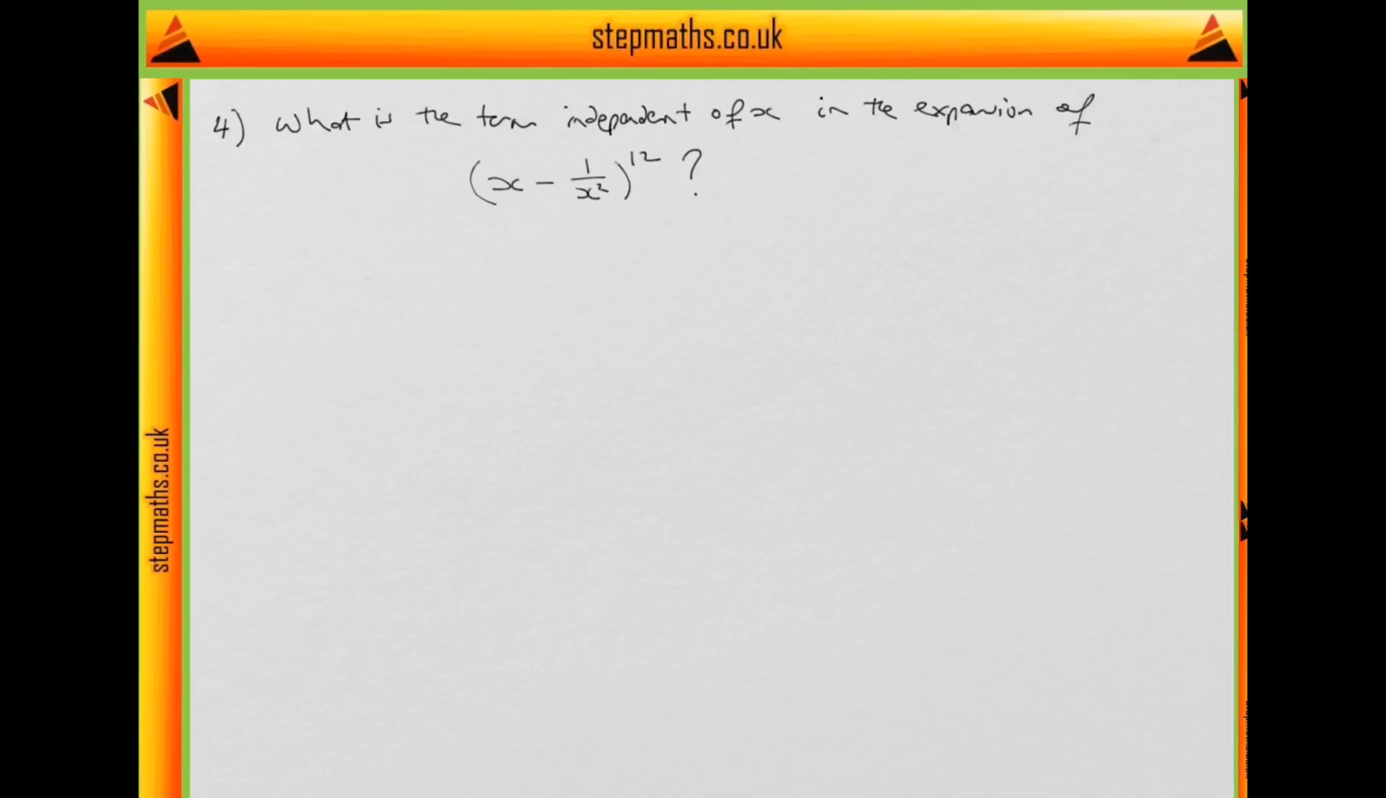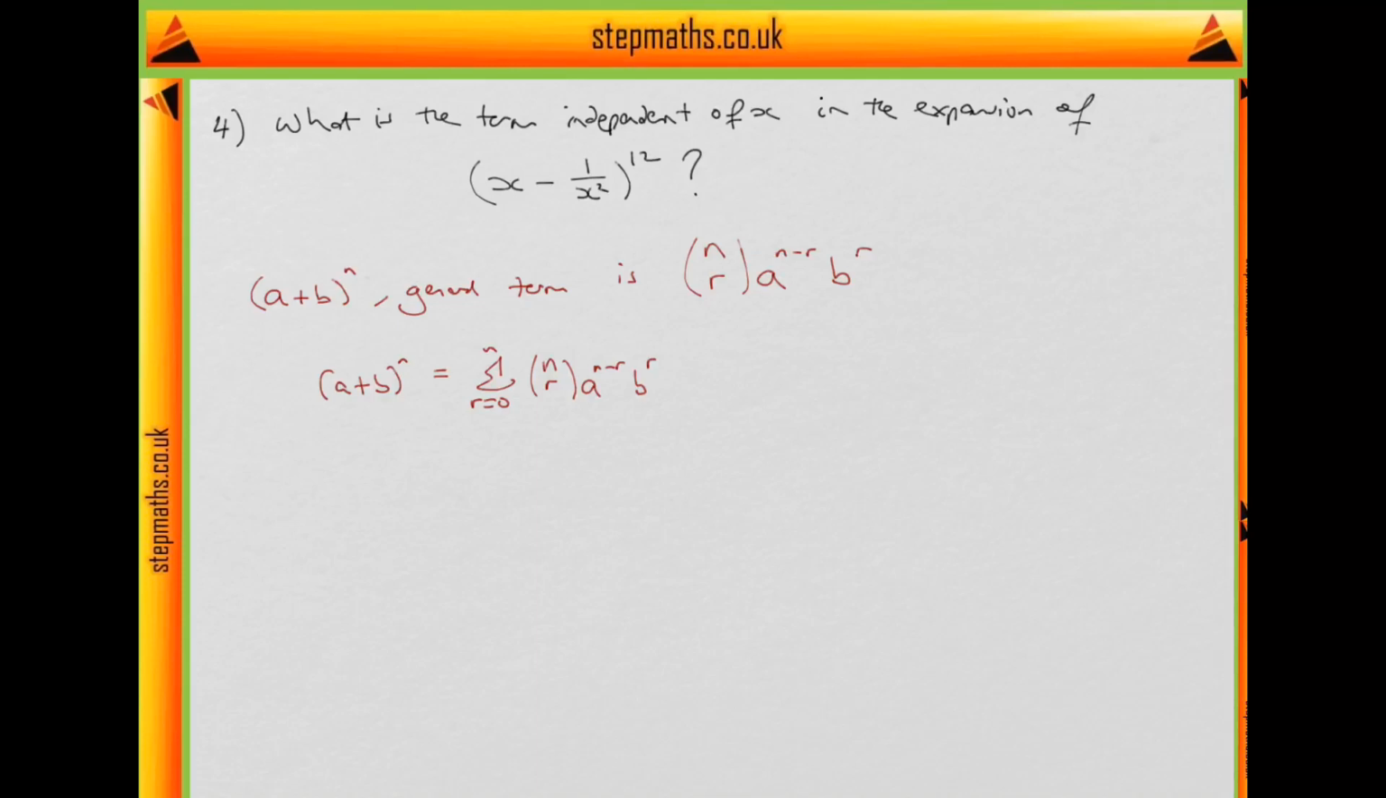But what we know is that the general expansion for a positive integer power of (a plus b) to the n, well, the general term is n choose r, a to the power of n minus r, b to the r. And in fact, we get that (a plus b) to the n is the sum from r equals 0 to n of n choose r, a to the n minus r, b to the r.